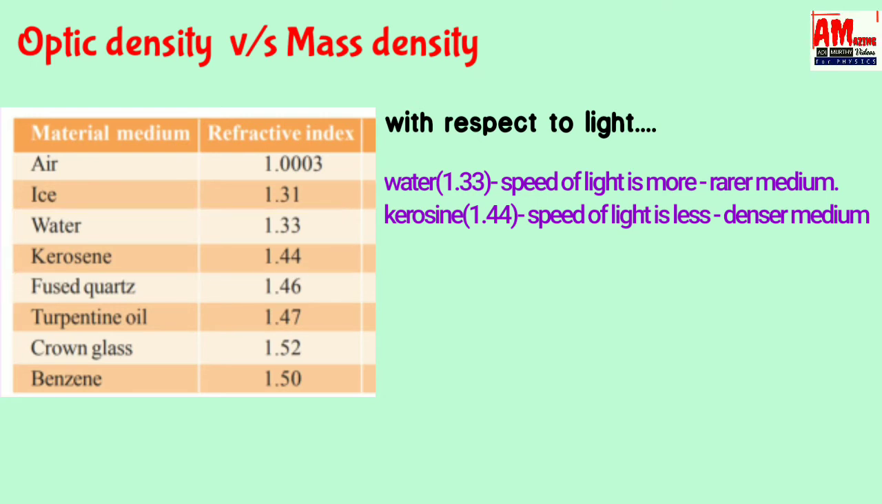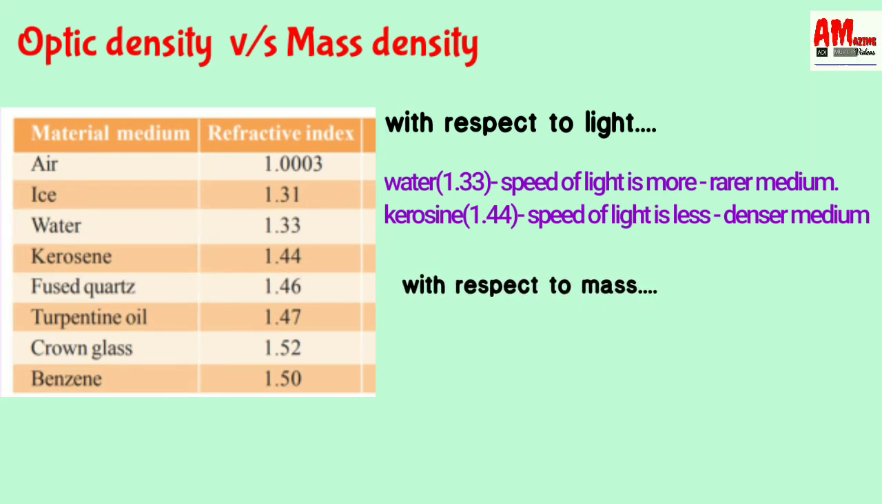Refractive index of kerosene is 1.44, so the speed of light in it is less compared to the water. So it is a denser medium. With respect to light, kerosene is a denser medium, water is a rarer medium.